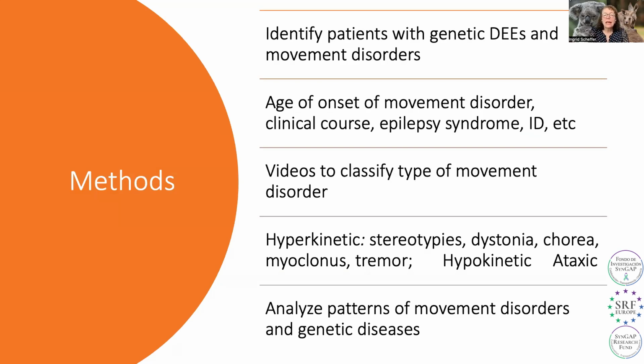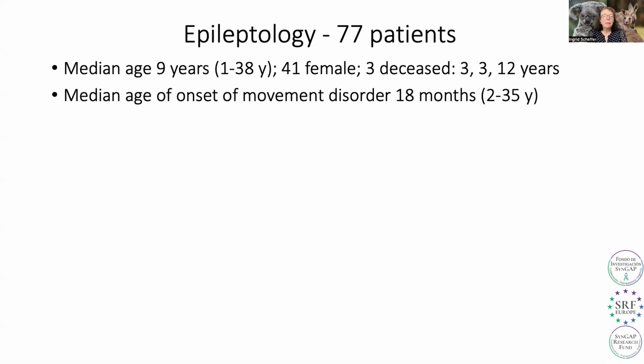And then we characterised the age of onset of the movement disorder, the course of the patient, their epilepsy syndrome, their severity of intellectual disability. We used videos to classify the type of movement disorder, and then we classified them as hyperkinetic, which meant stereotypies, dystonia, chorea, myoclonus, and tremor, hypokinetic or ataxic, and then went on to analyse the patterns of movement disorders with different genetic diseases. Now, this is really a pilot study to get some understanding of this, because it's a very complex field and we need more patients.